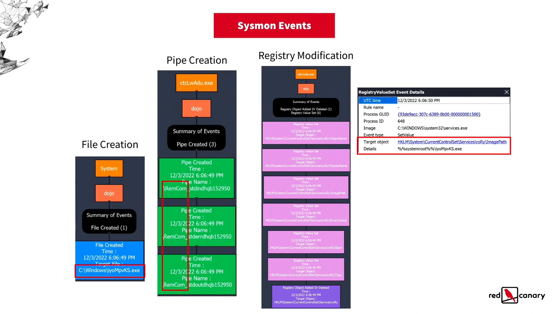And then the Sysmon events that it creates, there's three of them that stick out, at least to me. System writing that service binary to disk in C:\Windows. Then we get some pipe creation. The named pipes are prepended with RemCom, so that's more evidence pointing towards it being RemCom and not actually PsExec. And then registry modifications. So the image path specifically pointing to that service binary.